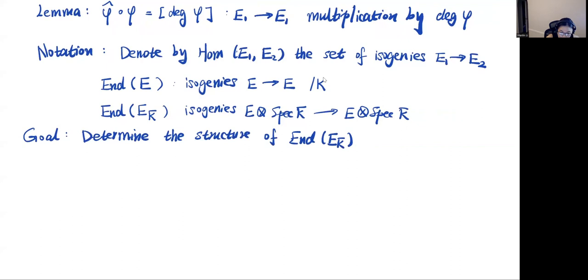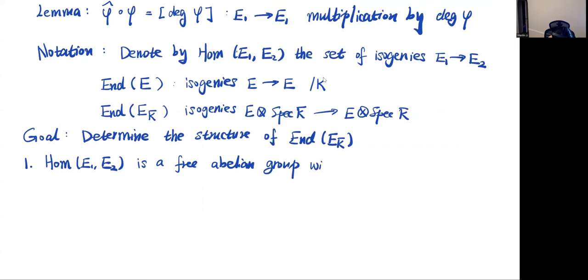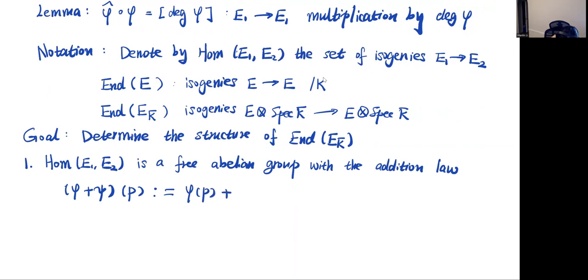Okay. Step one. The set of isogenies, this Hom set Hom(E1, E2), is a free abelian group with the addition law on the target. Okay, the addition law being that phi plus psi of a point P is defined as phi of P plus psi of P. And the identity element is the trivial isogeny.